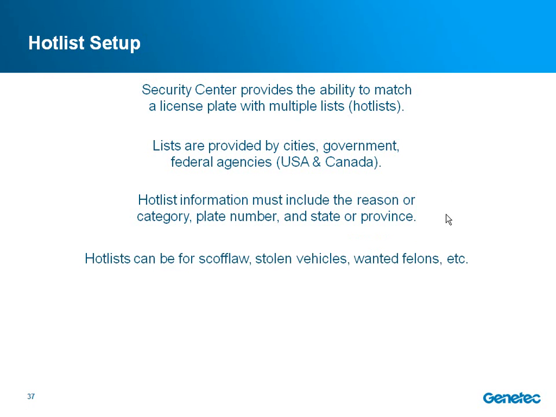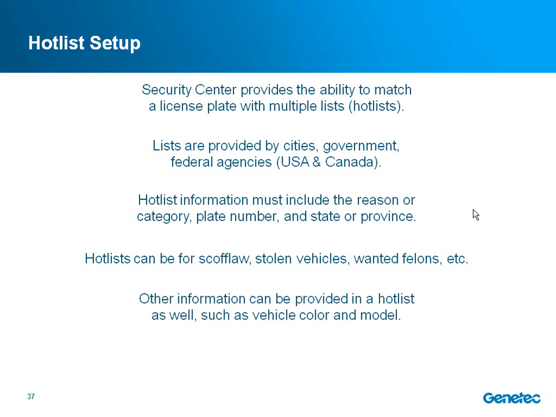The hot list files can be separated into specific reasons why the vehicle is wanted as well. Some of the reasons why a vehicle would be on a hot list would be if it was stolen, if the owner is a wanted felon, or if there's an Amber Alert out for that vehicle, or even if the vehicle contains a VIP. Hot lists can contain other information as well, such as the color and model of the vehicle, for example.